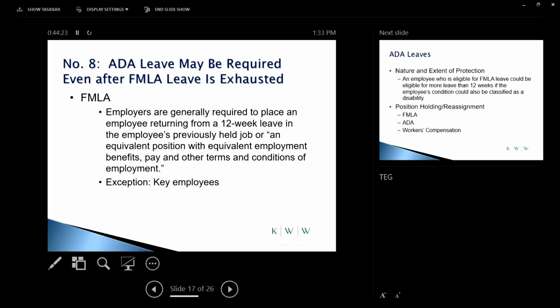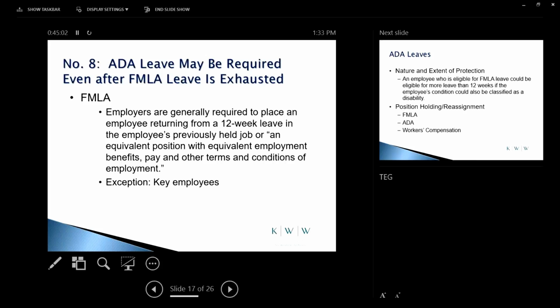So let's take the scenario where the employee says, I know my 12 weeks are up and I'm not ready to come back to work, but my doctor says, give me 2 more weeks and I'll be able to come back and perform the essential functions of my job. Giving an employee a leave of absence is often considered a reasonable accommodation under the ADA. So you should not overlook that or automatically dismiss the possibility of granting additional time off to the employee as an accommodation under the ADA, even when FMLA has been exhausted.